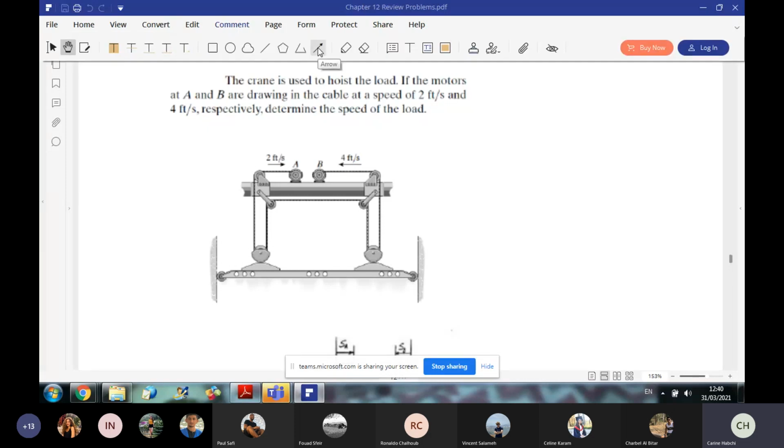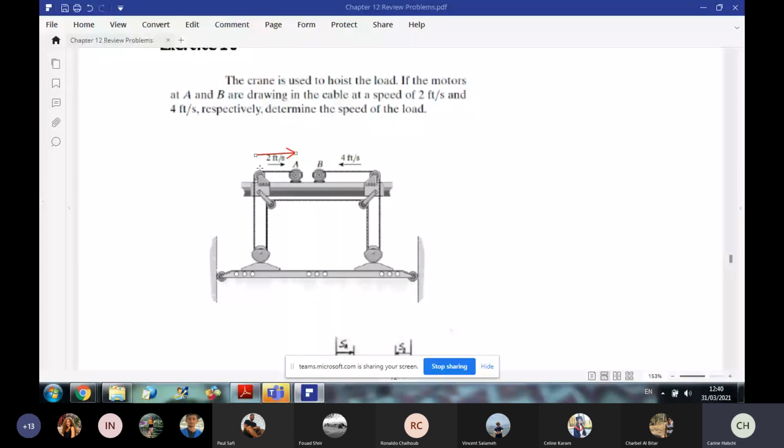So here we need several coordinates. First, whenever you have a motor, you need one coordinate for the motor. Since it's drawing the cable inside, I will take the coordinate from a fixed reference towards the motor. Then this coordinate will represent the length that is going inside the motor. And I need also a coordinate for B, SB, to give me the length that is going inside motor B. And for the load, I need a coordinate. So I will take this coordinate for the load, okay?